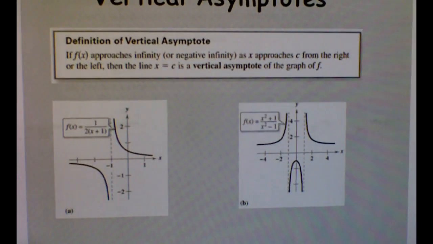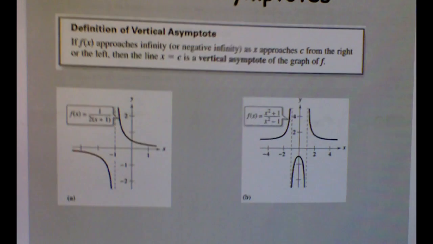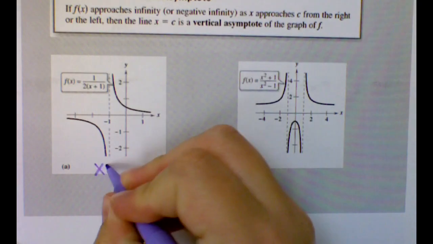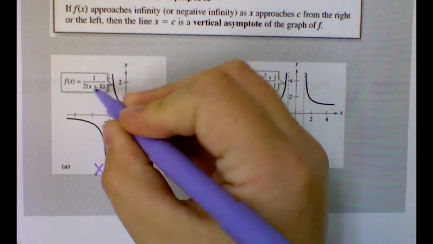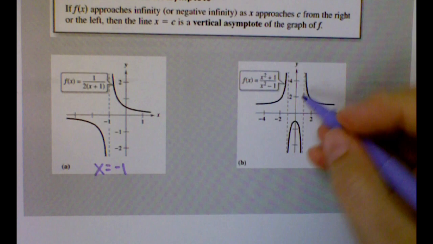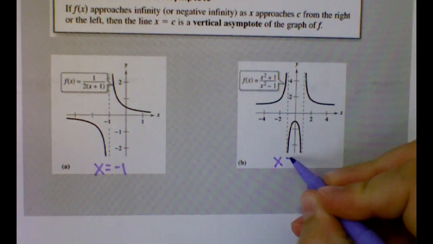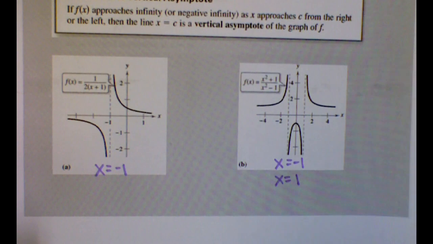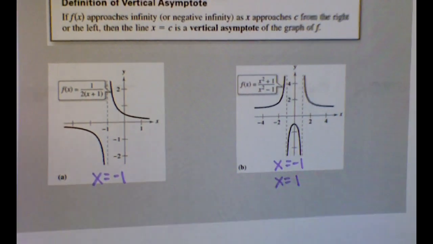Vertical asymptotes are next. If f of x approaches infinity or negative infinity as x approaches c from the right or the left, then the line x equals c is a vertical asymptote of the graph of f. So you've got a couple pictures here. This first picture A has a vertical asymptote at x equals negative 1. Because that would make the denominator 0, it's our vertical asymptote. In the second one, we have two vertical asymptotes at x equals negative 1 and at x equals positive 1. You can have as many vertical asymptotes as your heart desires.